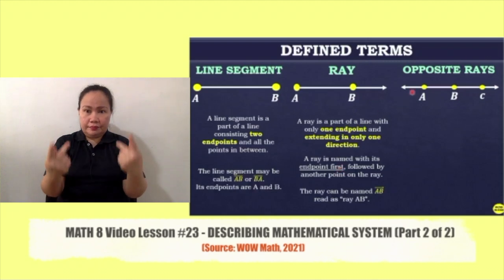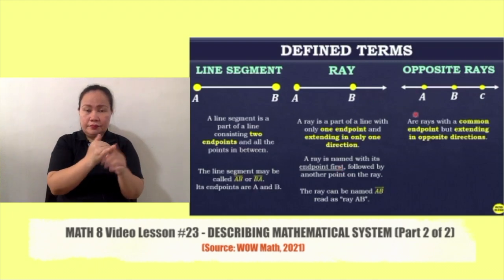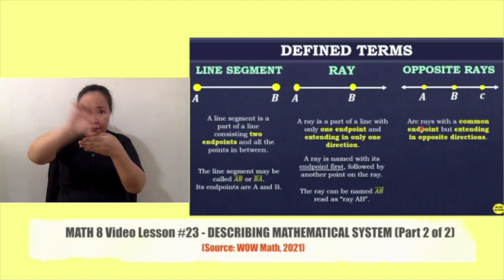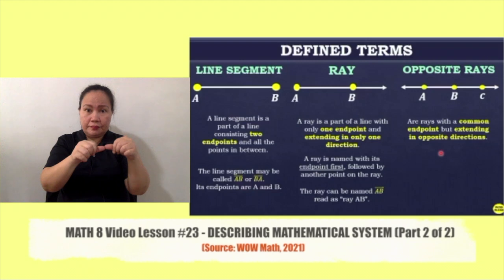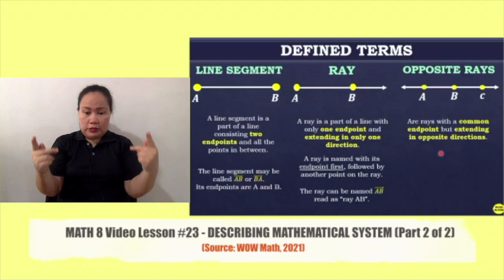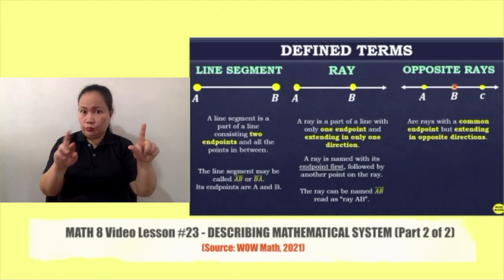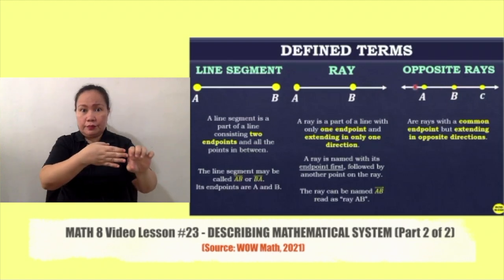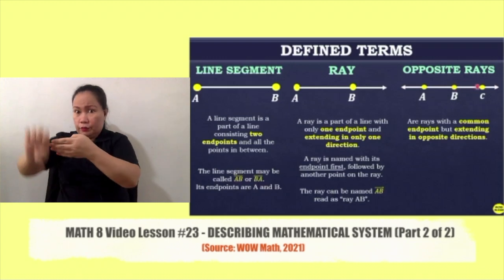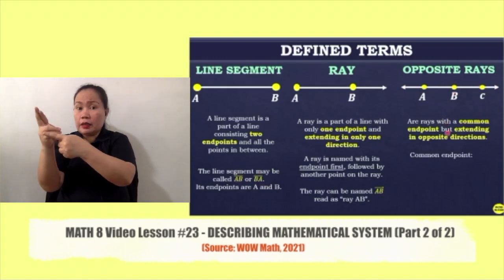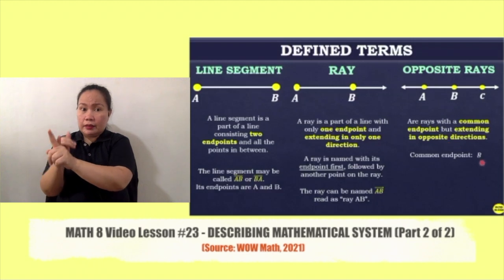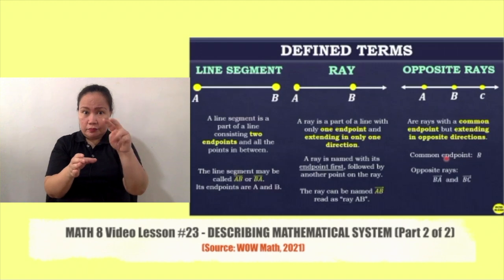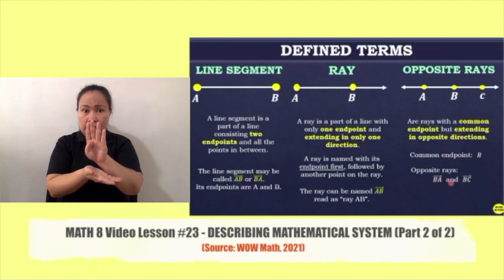Next, we also have the opposite rays. So these are also rays. Okay? These are rays with a common endpoint but extending in opposite direction. So, pag sinabi naman nating opposite rays, may common endpoint yan. Yan ang tatandaan nyo. Pag sinabing common endpoint, endpoint siya ng first ray, endpoint pa siya ng isang ray. Okay? So, dito, ang common endpoint po natin is B. Okay? Yun po ang common endpoint natin. So, ang opposite rays po natin dito is ray BA and ray BC.